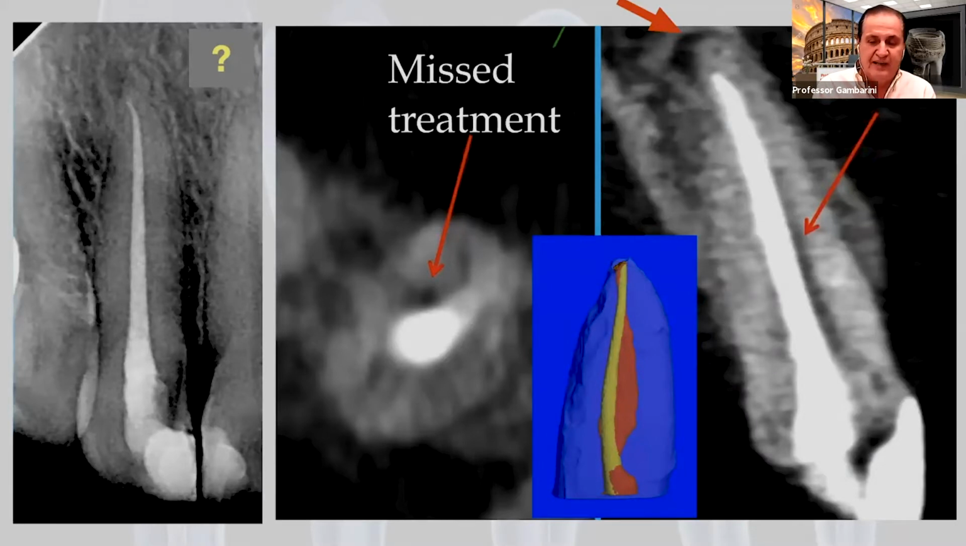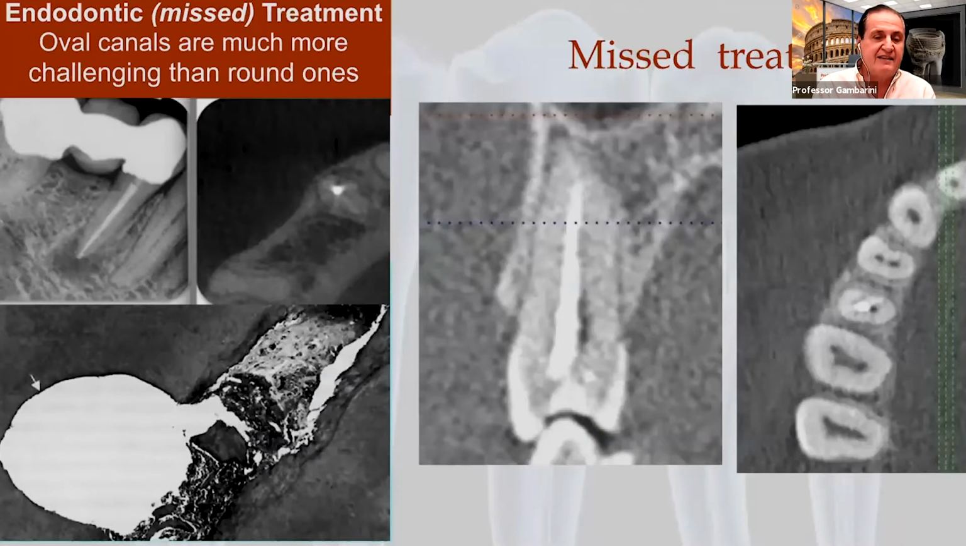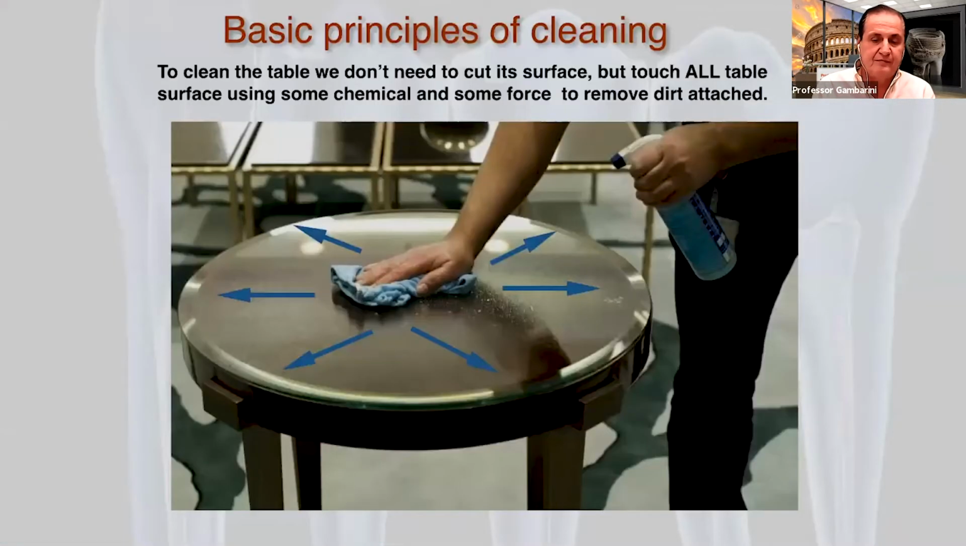And we can show quite a lot of cases like this, especially in oval canals, which are obviously more challenging than the round ones. So the basic idea is that, if we think in a very simple way, our endodontic therapy is like cleaning a table. To clean a table, we don't need to cut a lot of its surface, but we have to touch all the table surface using some chemical and some force to remove the debris and the dirt attached.